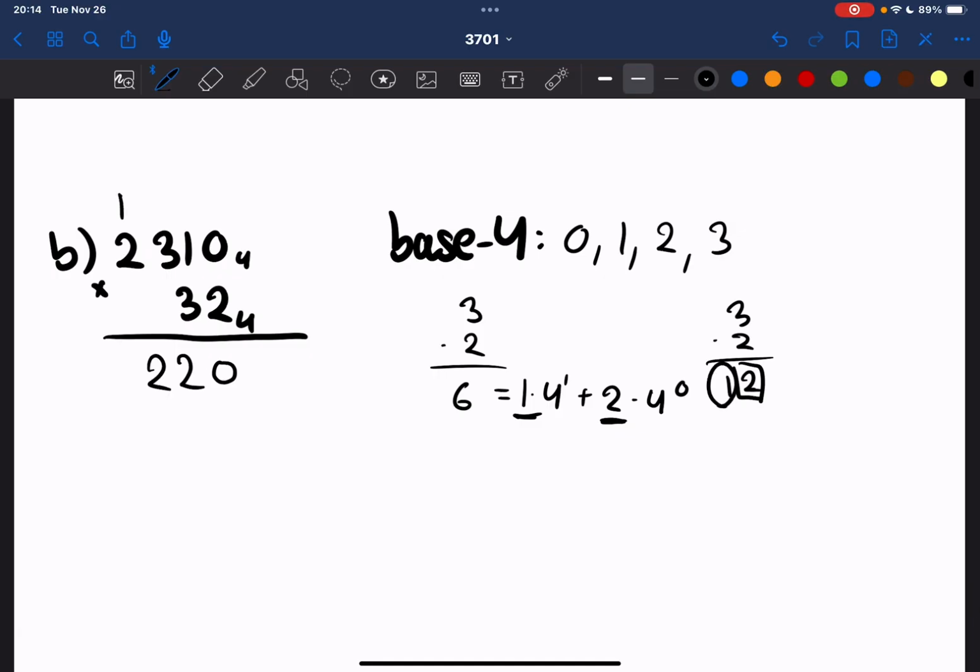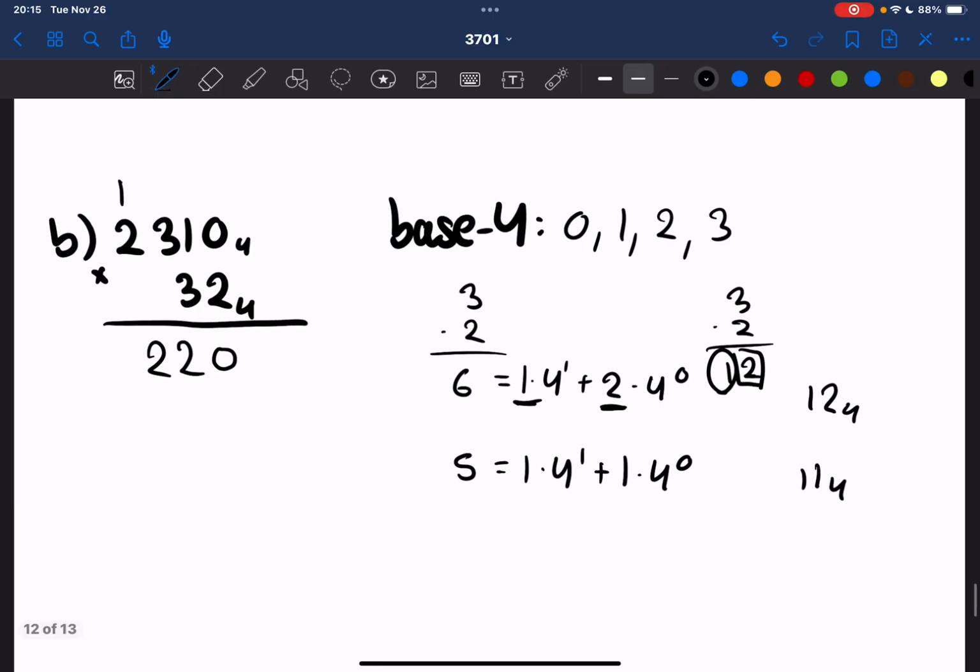So then we do 2 times 2, that's 4, and then we have 5, with that additional 1. So 5 is almost the exact same. It's 1 times 4 to the 1 plus 1 times 4 to the 0, which is 1 less than 6. If 6 is 12 in base 4, then 5 would just be 11 in base 4, right? That makes sense. So we take that first digit, and then we carry the 1, and we get that. So let's go to the next stage.